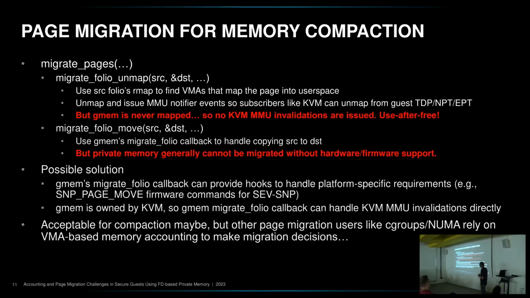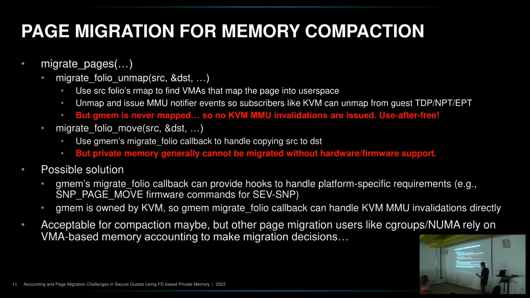So one possible solution here is that the migrate folio callback, since it's aware of all these things, can implement the hardware and firmware support that's needed to do the actual copy. And in terms of the MMU notifier events, because GMEM is specific to KVM, it's not going to be used anywhere outside of KVM, it's not such a bad thing to have that migrate folio callback also manually issue those KVM MMU invalidations to make sure that those pages get unmapped from the guest's nested page table.